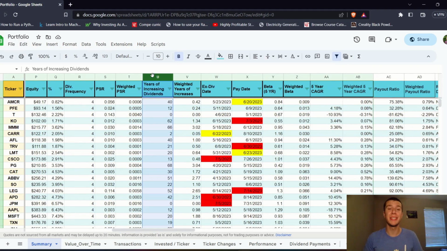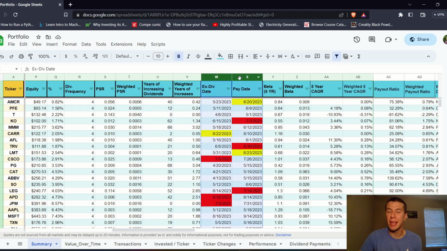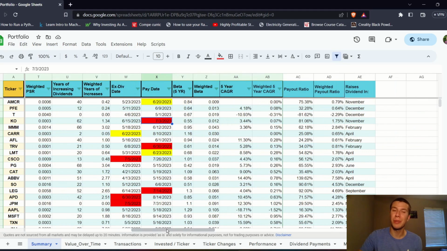So this next tab here is just the years of increasing dividends. So how long has the company kept up a record of paying an increasing dividend every single year. And then the next two columns are just the ex-dividend date and pay date. And then we get some formatting, highlighting based on if those dates are close in time, which is just something you can use to check out what companies are going to be paying soon or going ex-dividend soon.